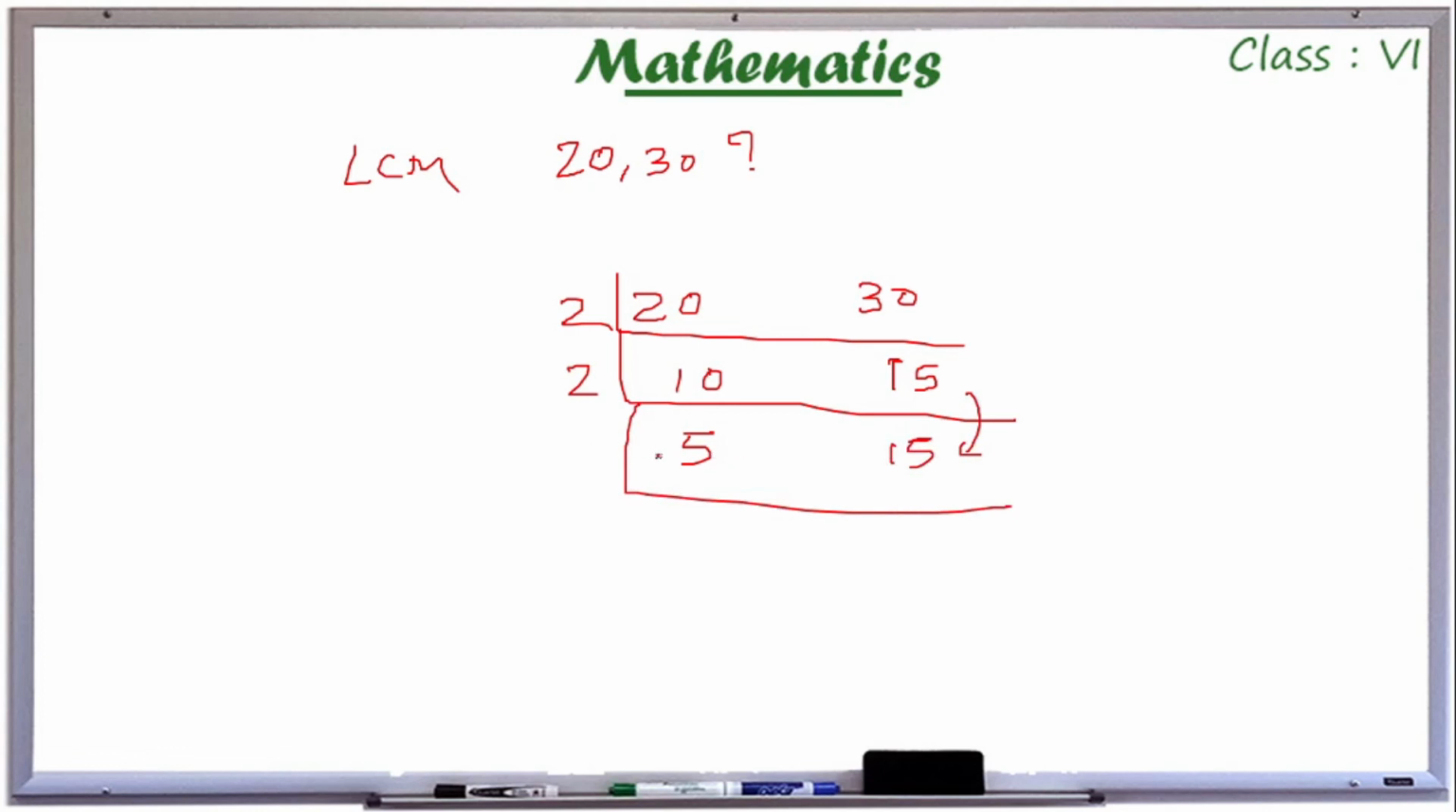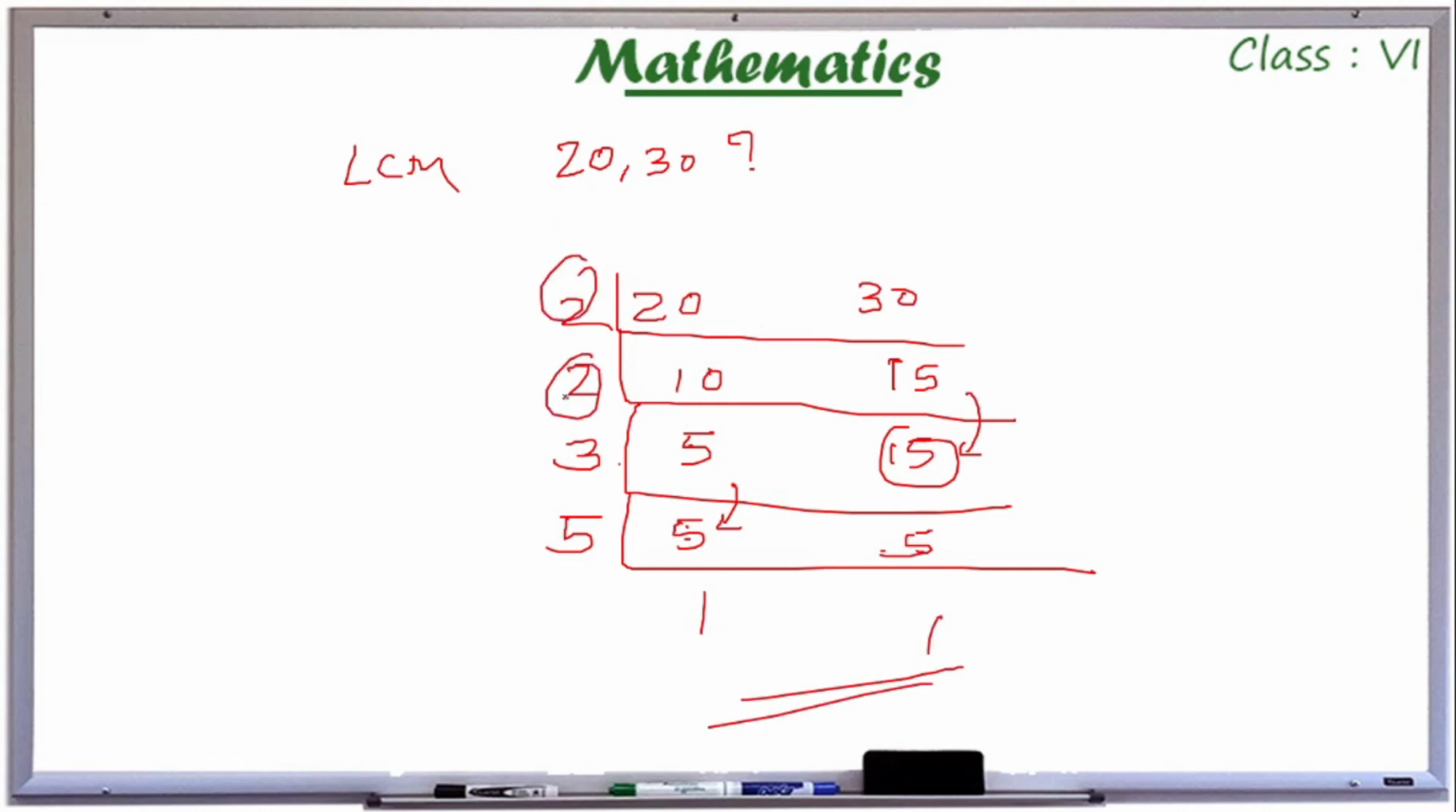Then 2 is not possible, but 3 is possible, since 15 is divisible by 3. So since 5 is not divisible by 3, I have to directly write 5. Then 15 by 3, which is equal to 5. Then 5 and 5. So no more numbers, I can give 5 here. So 5 by 5 is equal to 1. 5 by 5 is equal to 1. So the answer is 2 into 2 into 3 into 5. LCM of 20 and 30 is equal to 2 into 2 into 3 into 5, which is equal to 60.